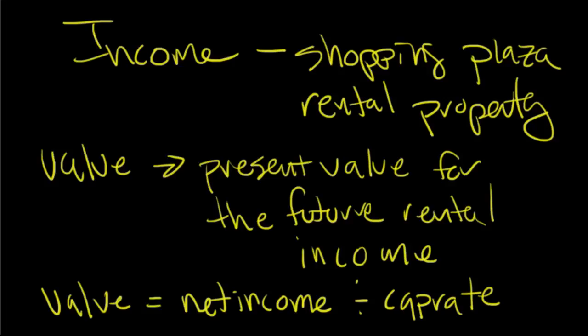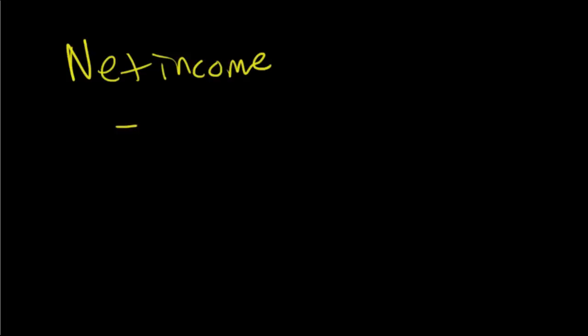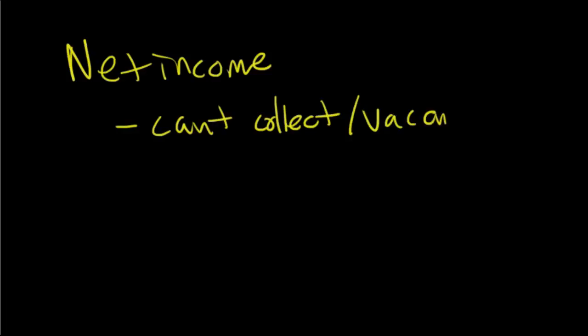So let's take a look at how we're going to actually do this math and some of the things that we should keep in mind before we dive in. First off, when we're looking at net income, you always want to go from a net income point of view. Before you get net income, you also have to factor in whether there's some income that you can't collect, for instance because of a vacancy. That's what we call effective gross income.